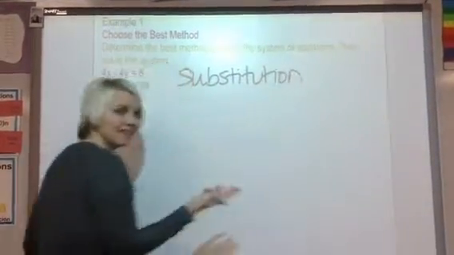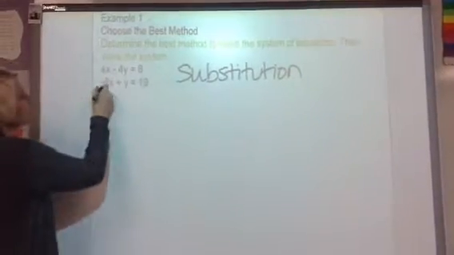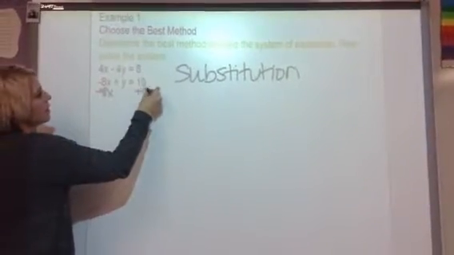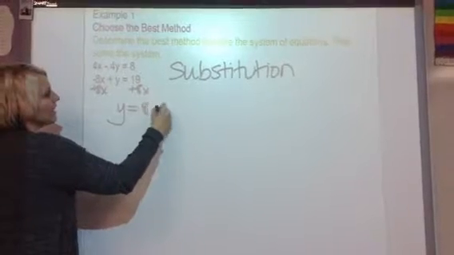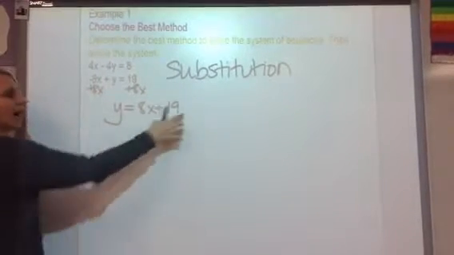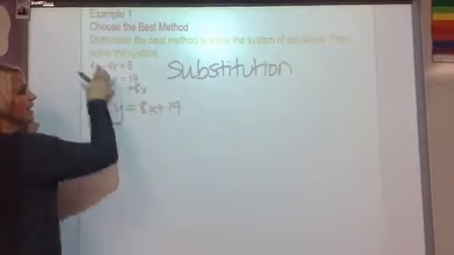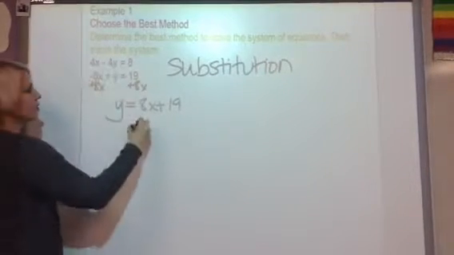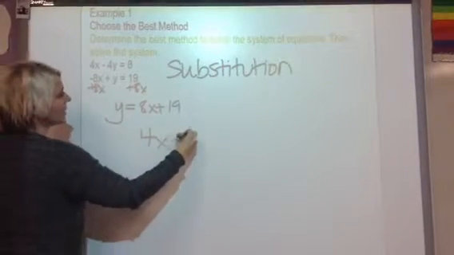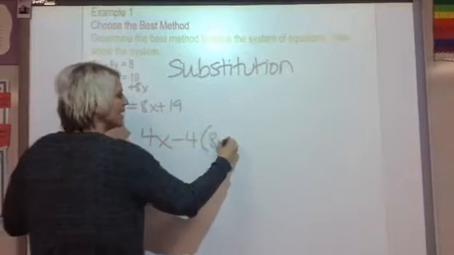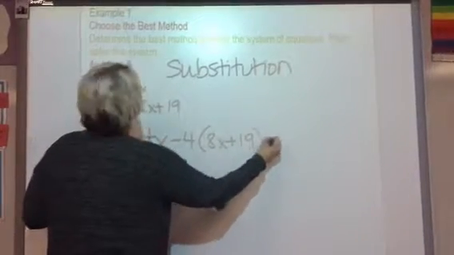So I'm going to state that that's the method I'm using, and then I'm going to add 8x so that I have y equals 8x plus 19. I'm going to plug this whole amount in for the y in this original equation. So I have 4x minus 4 times (8x plus 19) equals 8.